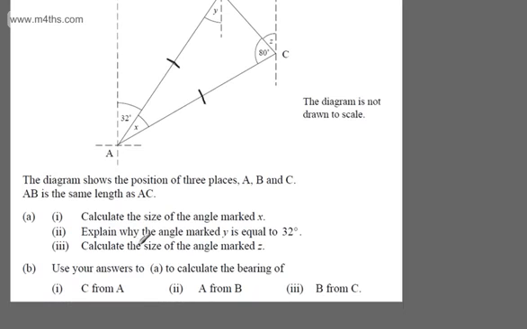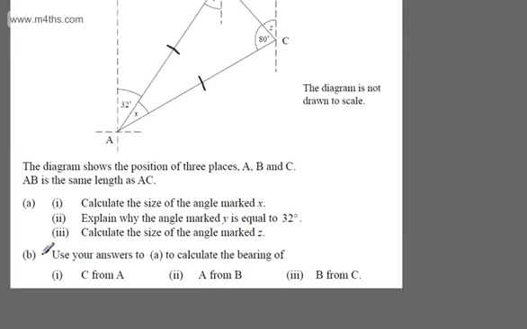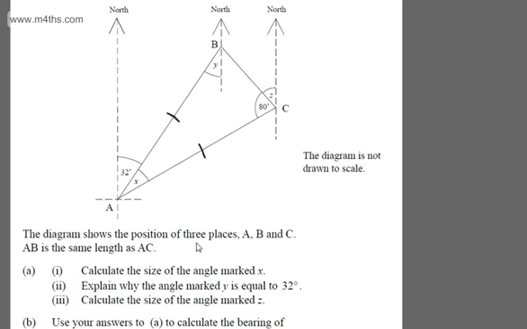In the third part, we need to calculate the size of the angle marked z, which is just here. And then in part B, it says use your answers to A to calculate the bearing of 1, C from A, 2, A from B, and 3, B from C. Now, I'm going to attack this more holistically and look at different ways that we could do it.